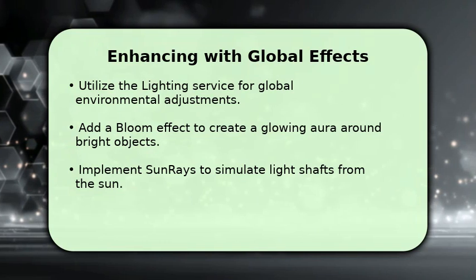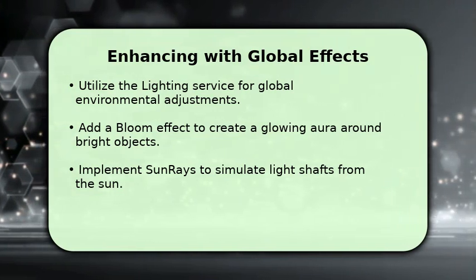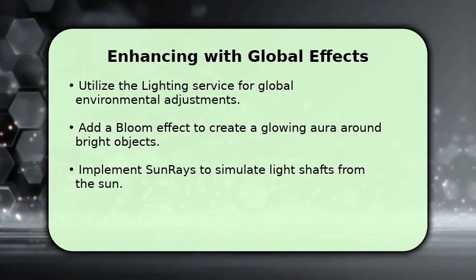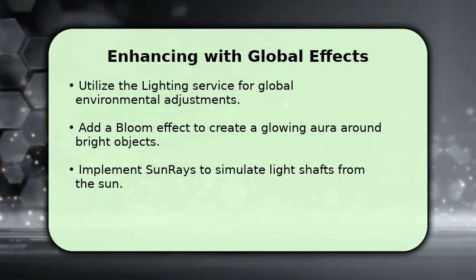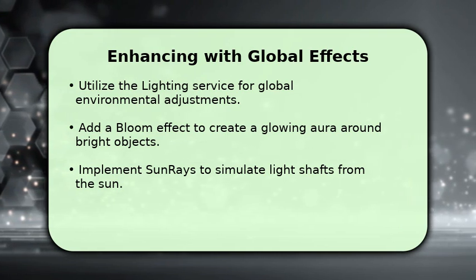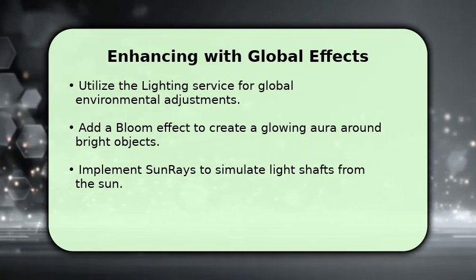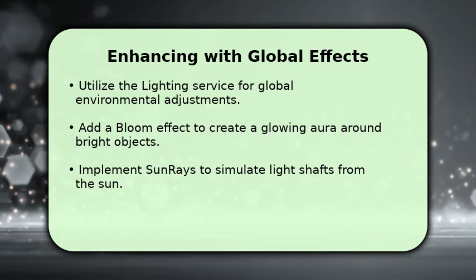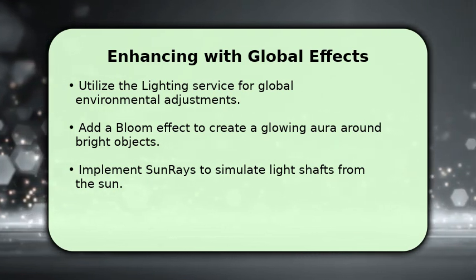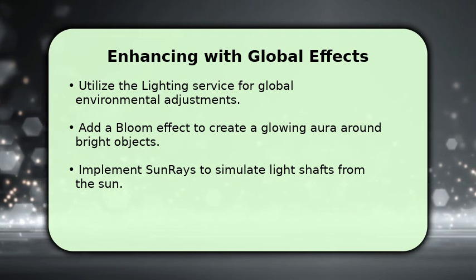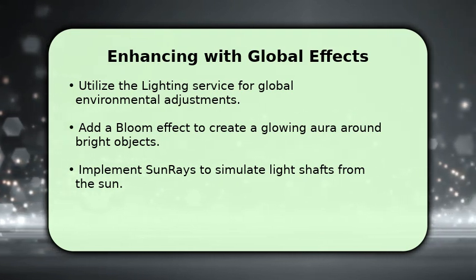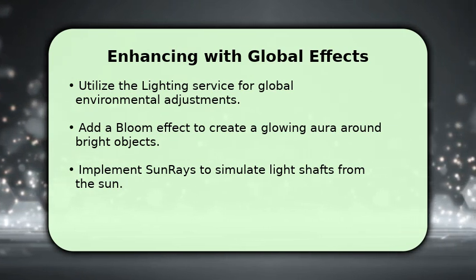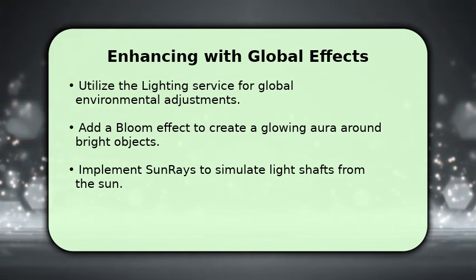Beyond individual light sources, Roblox Studio offers global lighting effects to enhance your environment. In the lighting service, you can add effects like bloom, which creates a beautiful glowing aura around bright parts. Sun rays can simulate realistic light shafts from the sun, adding depth to outdoor scenes. Color correction allows you to fine-tune the overall color balance and contrast of your game. For advanced atmospheric realism, consider adding an atmosphere object to create haze and glare.